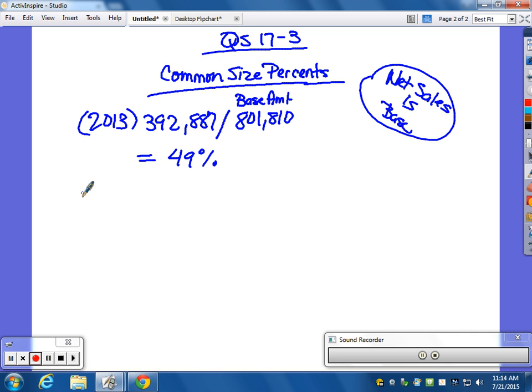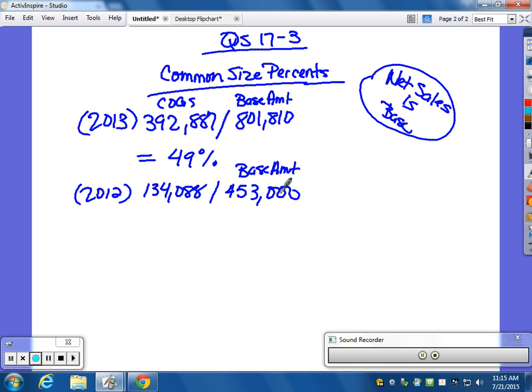Okay, what about 2012? What's your cost of goods sold? 134,088. And we're dividing that by the base net sales for 2012, 453,000, which gives us a common size percent of what? 29.6%. Good.